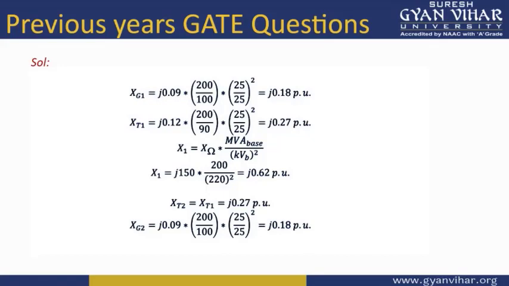One thing you have to notice is that the per unit reactances for the generators G1 and G2 come out the same. The per unit reactances for the transformers T1 and T2 also come out the same. Why? Because we have assumed the same ratings. Obviously, if the ratings of the two transformers and the generators were different, then the per unit reactance would also be quite different.